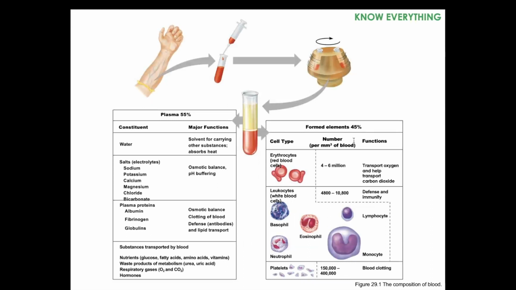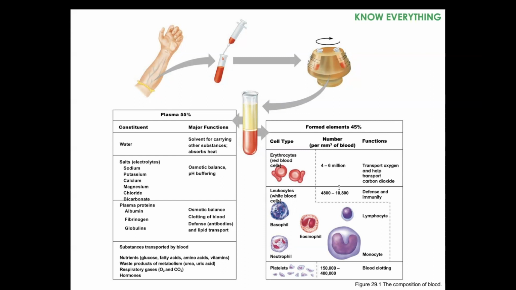So blood can be separated into its component parts by using a centrifuge. When a blood sample is taken, it is put into a centrifuge and spun around extremely fast, and this causes the blood to separate into plasma and formed elements. Plasma makes up about 50% of our blood volume, and the majority of that is water. Water is extremely important because it is what allows the blood to carry substances like nutrients, hormones, and waste products.